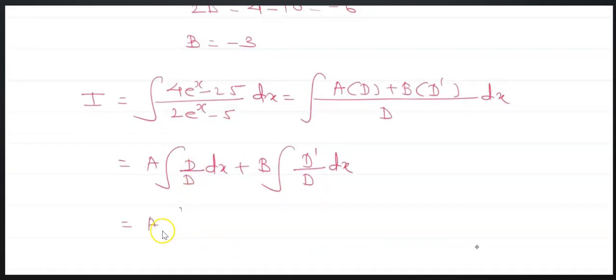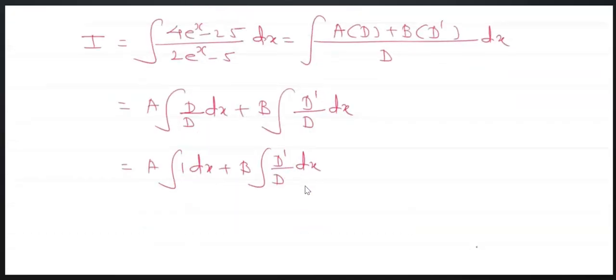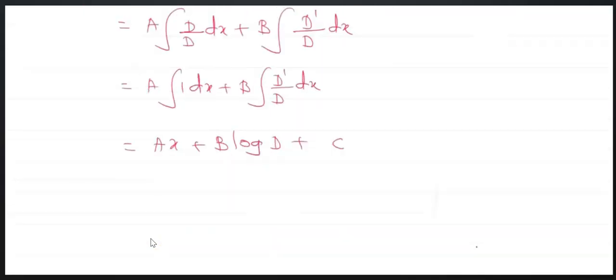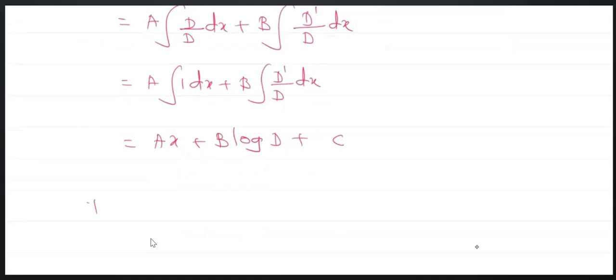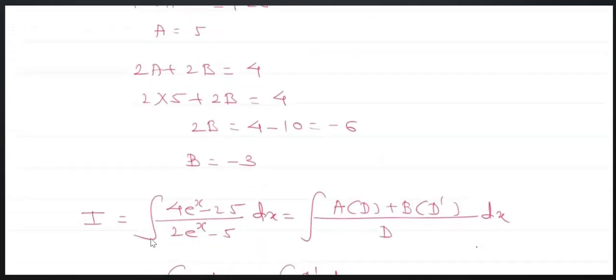D upon D is 1, so the integral of 1 dx is x, and D' upon D gives the log of D. Therefore, here it is ax plus b log of D plus c. Substitute the values of D, b, a, and you will get the answer.